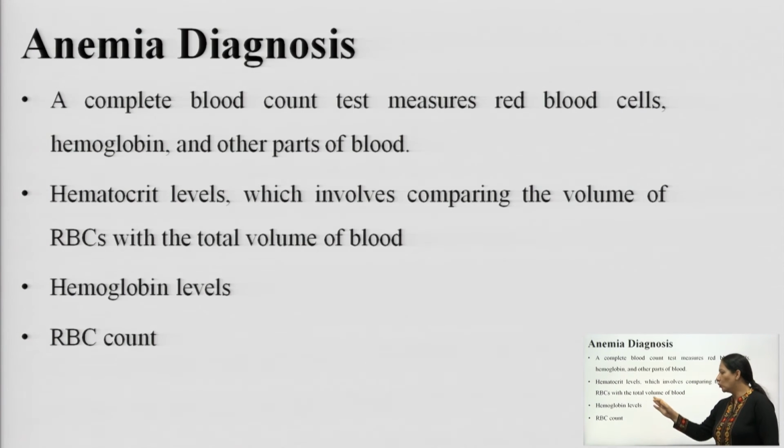Then by measuring the hemoglobin level as well as by counting the RBC through the Neubauer chamber, that is RBC count. So these are some primary or preliminary basic diagnostic methods by which we can analyze the level of hemoglobin or level of RBC in human blood.